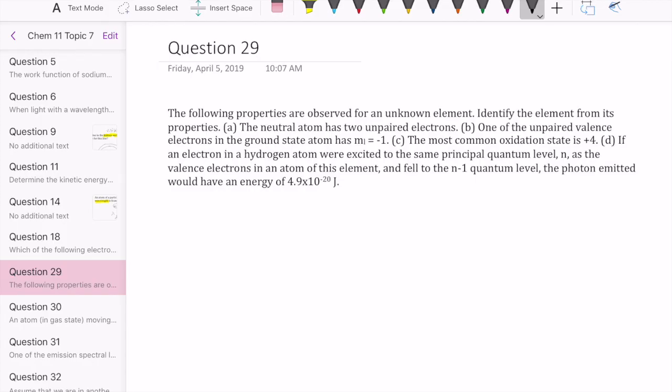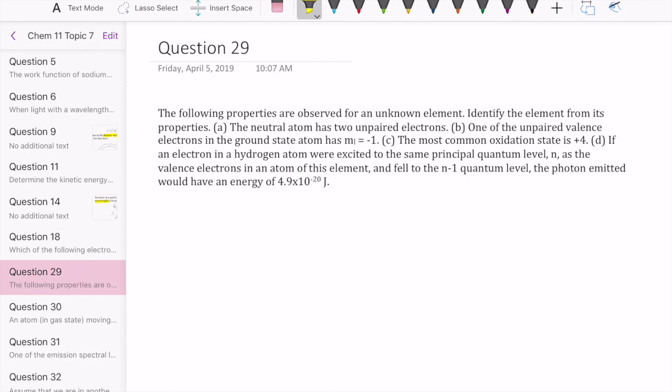Okay, so this is question 29 in topic set 7. This question actually requires you to use a few different concepts. There is a Bohr model concept, there is the quantum number ideas, oxidation state, electron configuration. So quite a few concepts that are being placed together in one problem. So let's read through the problem and try to understand how we can solve it.